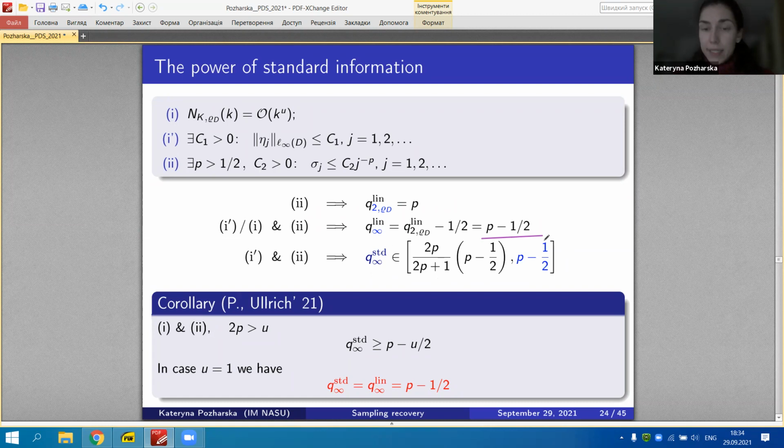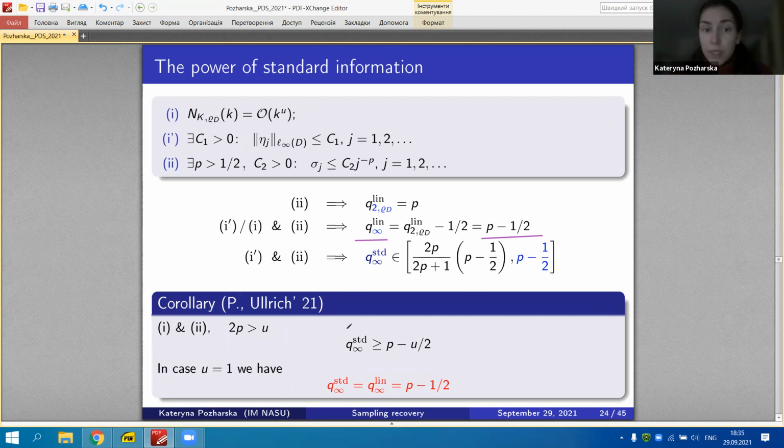And you see that this upper bound is the same as for the linear information, so it cannot be improved. We lose this one half even for linear information. As to the lower bound, it was not known up to today if we can reduce this bound.